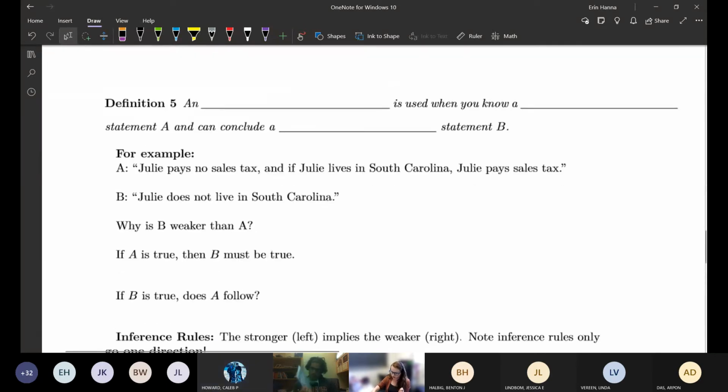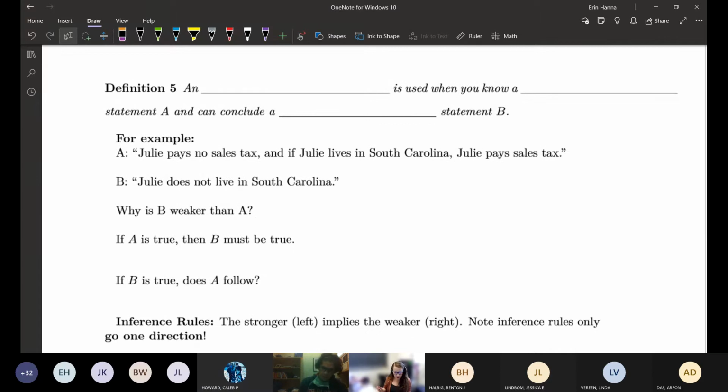So we just looked at equivalence rules, and we'll be coming back to them probably on Thursday. But now we want to talk about a different kind of rule. An inference rule is going to be used when we know a stronger statement and can conclude a weaker statement. So let's see an example of what I mean by that.